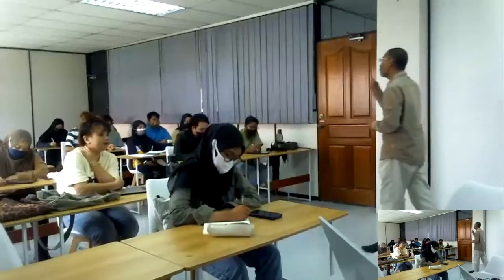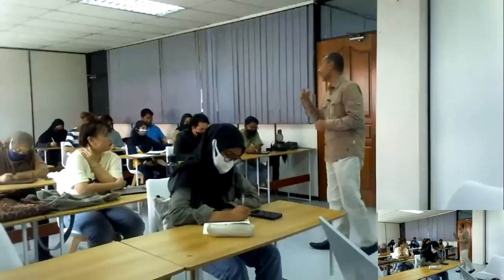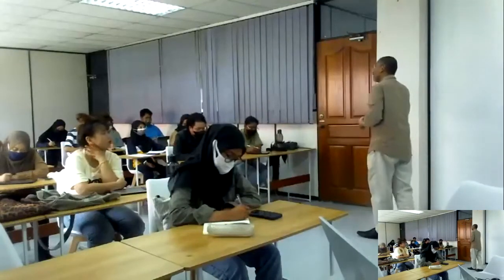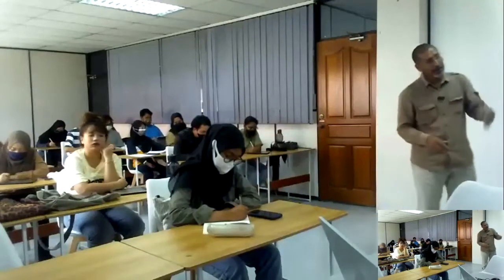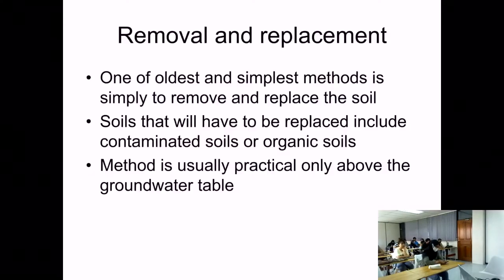And also stabilization using admixtures, similar to grouting but with different material. For grouting, usually we use cementitious material. For stabilization, we will use chemical components to stabilize. And of course, the last one is reinforcement, similar to what we have seen just now. Okay, more detail on what I call removal and replacement. I think I have explained it just now. Maybe this is one of the oldest.